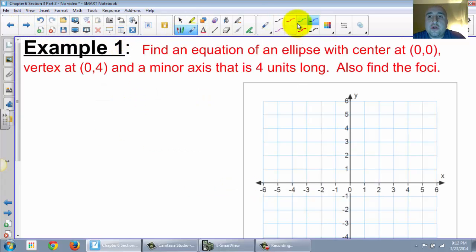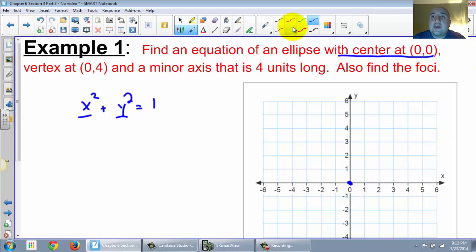Here's example number 1. It says find an equation of ellipse. So as soon as I know that I need an equation, I'm going to put x squared plus y squared equals 1. Basically what we need to do is figure out our a squared and our b squared and where they go. So let's see what they give us. It says the center is at 0, 0, so this should be an easier one.